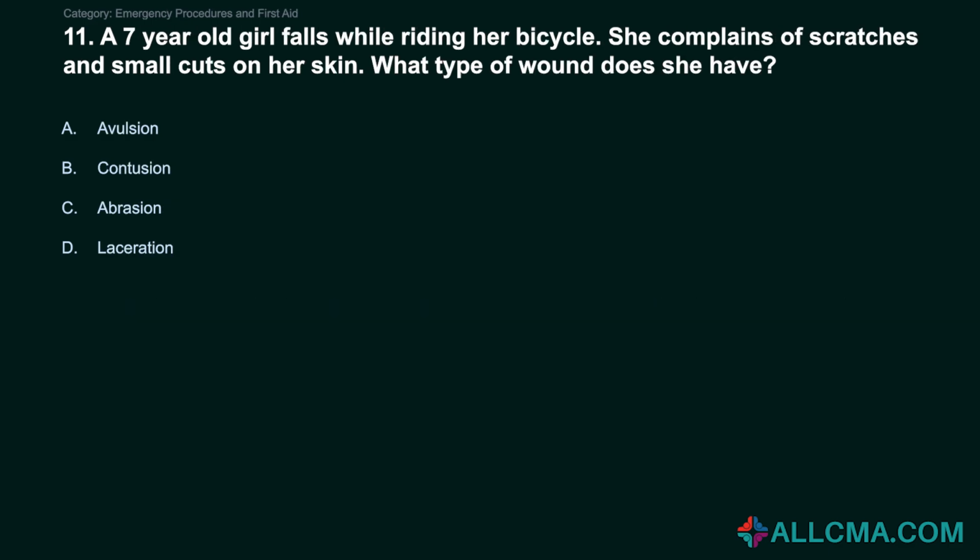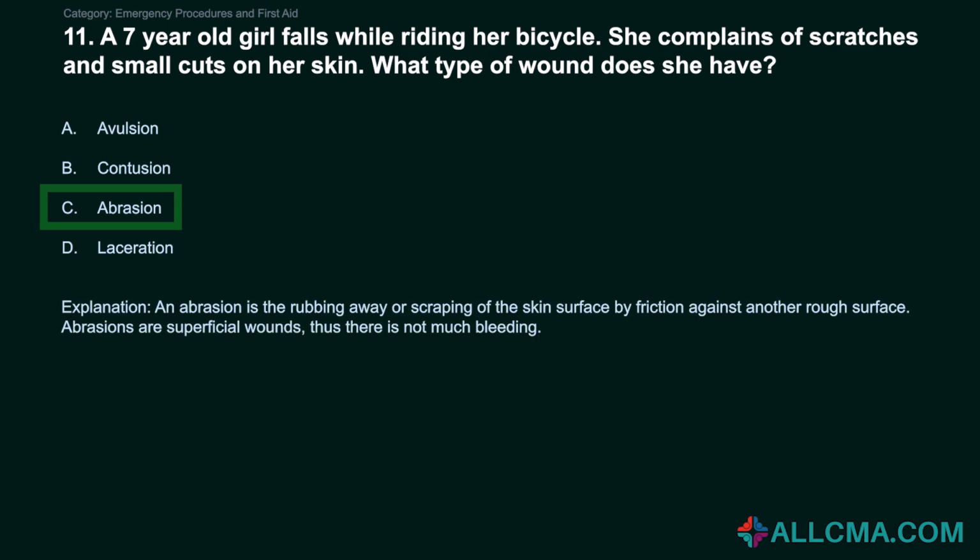11. A 7-year-old girl falls while riding her bicycle. She complains of scratches and small cuts on her skin. What type of wound does she have? A. Avulsion, B. Contusion, C. Abrasion, D. Laceration. Correct answer, C. Abrasion. An abrasion is the rubbing away or scraping of the skin surface by friction against another rough surface. Abrasions are superficial wounds, thus there is not much bleeding.